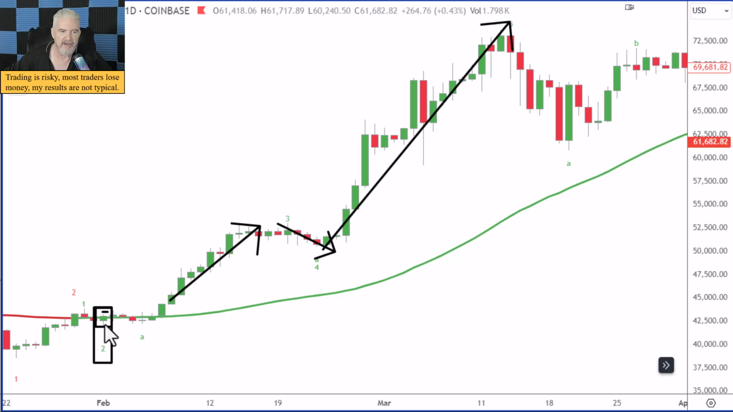So this is our risk. It's actually even a little smaller than that. My risk is the high of that bar to the low of that bar. That's how precise this indicator is.